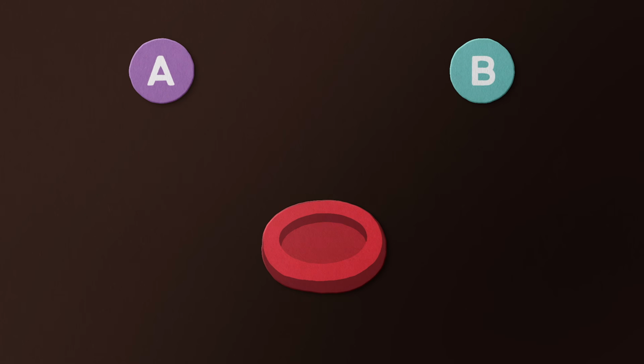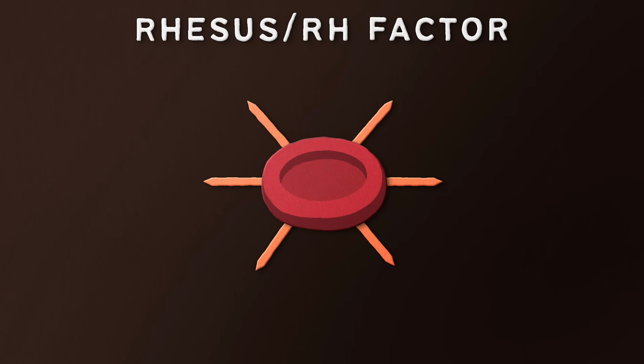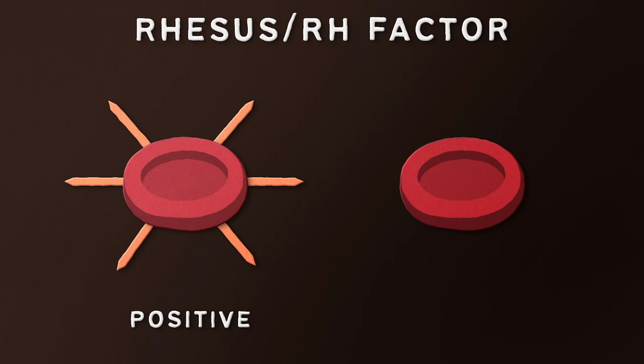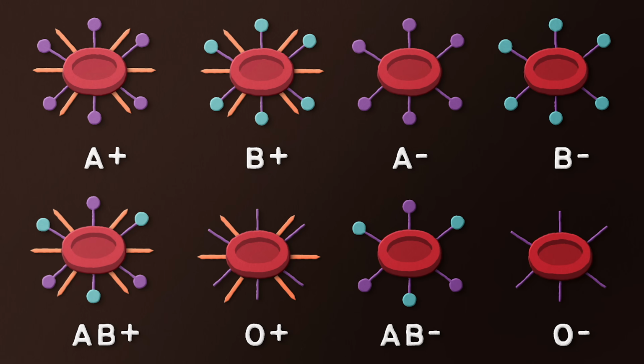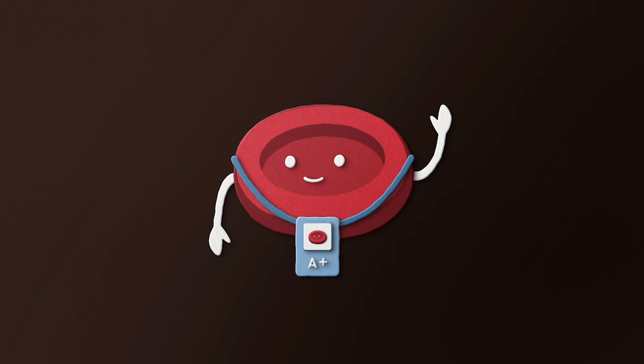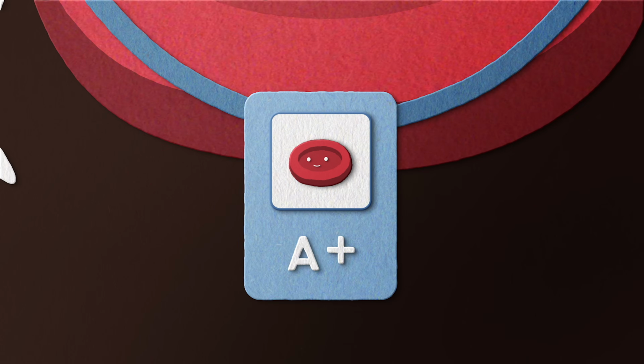Another important factor is the Rhesus or Rh factor, which classifies blood as either positive or negative, depending on the presence of the Rh antigen. This leads to 8 main possible blood types. Think of your blood type as a special ID card for your red blood cells. This ID card tells your body what type of blood you have.